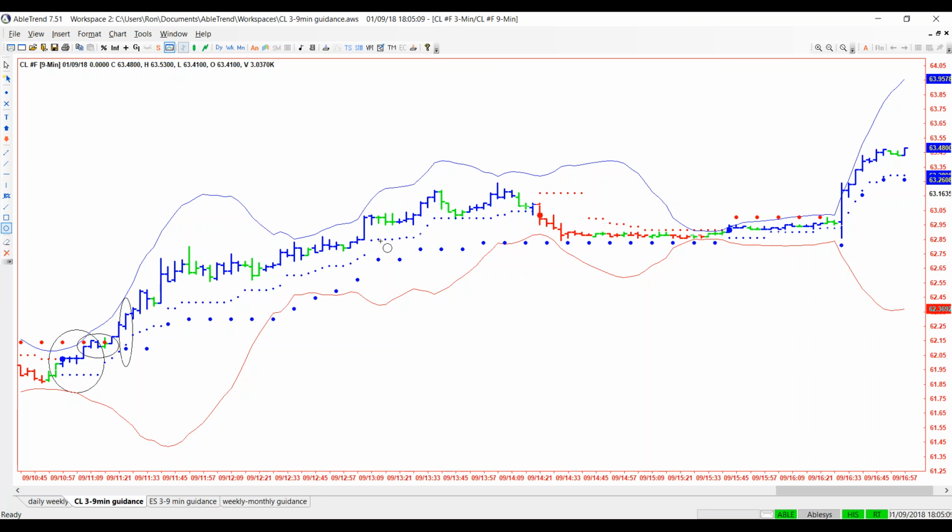There's support protection under the price. As long as you have the blue dots below the price, stay in the trade. You're safe. It's as simple as that. Stay in the trade. You're safe.